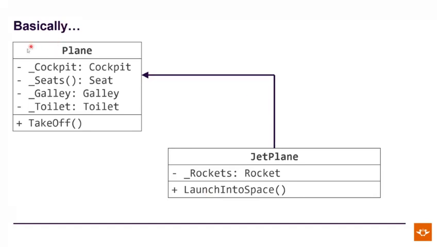Because what we're looking at now is the parent class and the child class, or the base class and the derived class. There's two ways to refer to them. You either have a parent or base class, or you have a child slash derived class. A jet plane is derived from a plane. A jet plane is the child class of a plane. So it inherits its qualities and attributes from a plane.